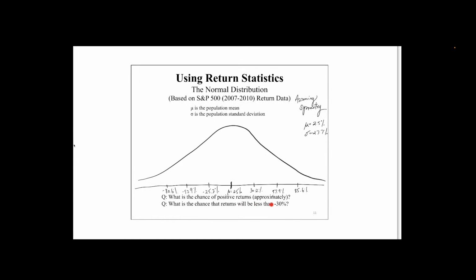So what is the chance of positive returns approximately? Okay, well, this is not exactly 0 for a positive, but I can approximate and think about, well, approximately 50% of the observations are greater than 2.5%. Well, 50% are greater than 2.5%. So approximately 50% chance that they're greater than 0.